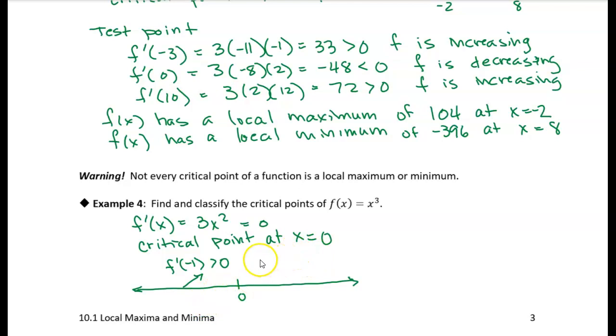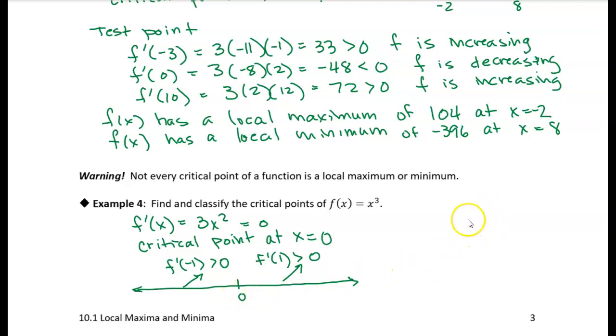Now, if I look at a point to the right of 0, like f prime of 1, I'm looking at the slope. Plug in 1, square it, and take it times 3, I get 3 again, which is again greater than 0. All right, so again, it's increasing. So even though the slope is 0 at 0, it's increasing on either side of it. And so this critical point, x equals 0, is neither a local maximum nor a minimum.